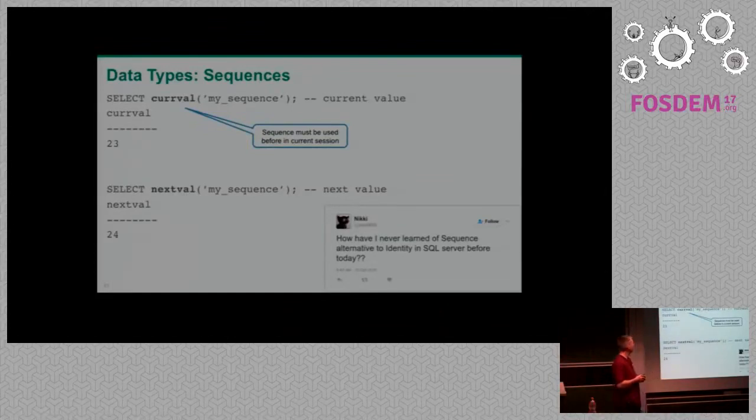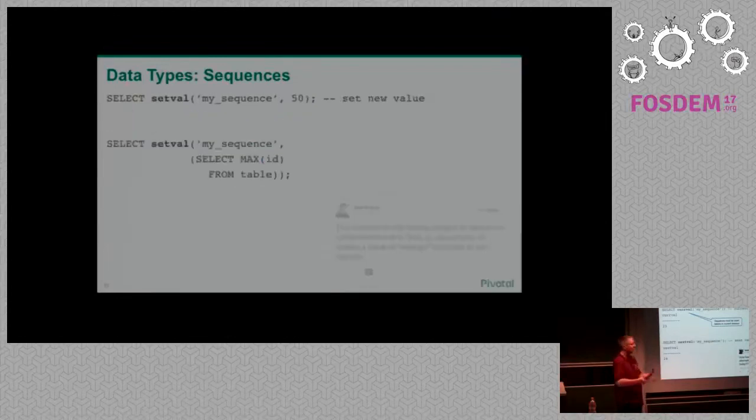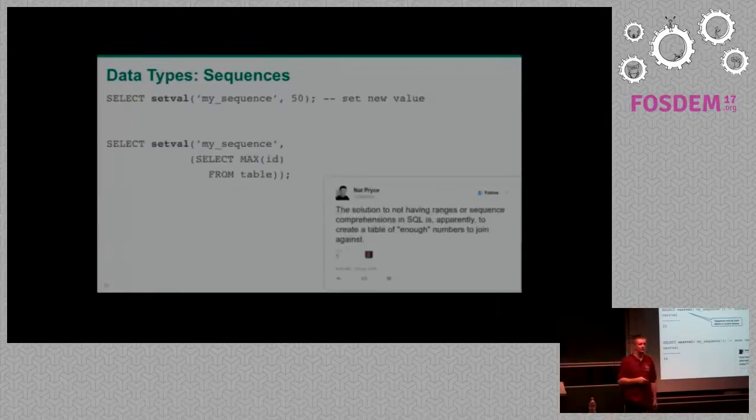There are a few functions for sequences. You can use currval to get the current value, but it will only work if you already used or consumed a value in your current session. If not, this will return an error. You can request the next value of a sequence, so this will just increase by 1 and give you back the value. And then you can use currval to retrieve the same value over and over again. And you can set a sequence to a new value by just using setval.